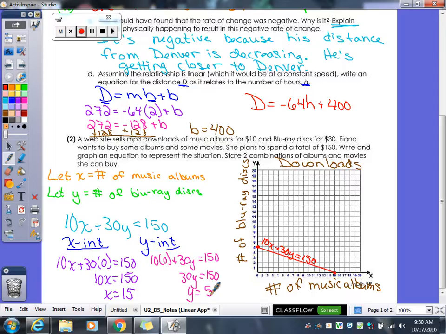Let's think about it. This is number of Blu-ray discs. If I'm below the x-axis, what are my numbers? Negative. Can I have a negative number of Blu-ray discs that I download? No. So it can't go back that way.